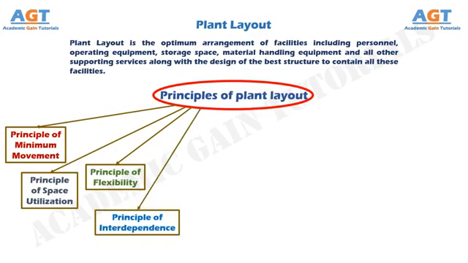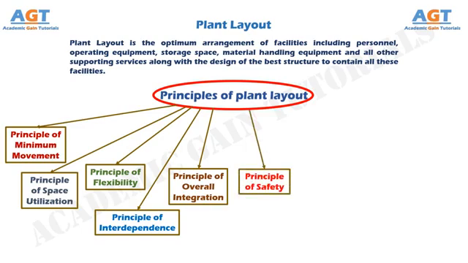Number 4. The principle of interdependence. Interdependent operations and processes should be located in close proximity to each other, to minimize product travel. Number 5. The principle of overall integration. All the plant facilities and services should be fully integrated into a single operating unit, to minimize cost of production. Number 6. The principle of safety. There should be inbuilt provision in the design of layout, to provide for comfort and safety of workers.